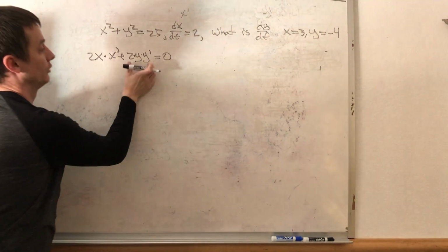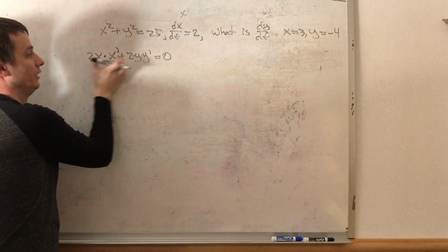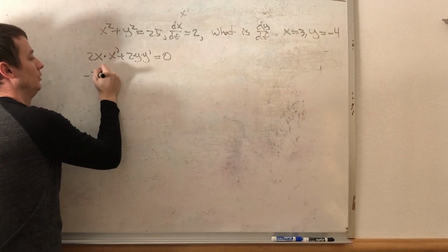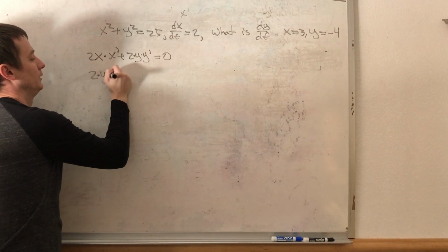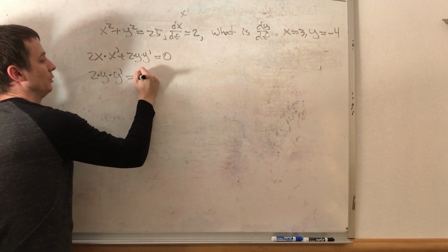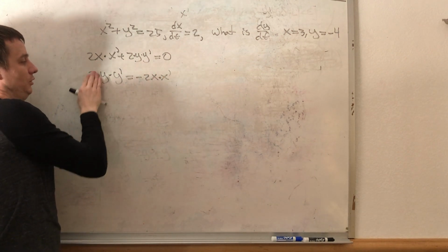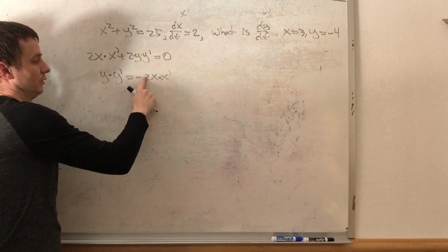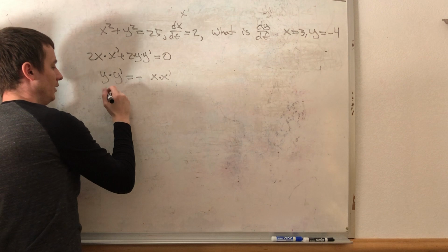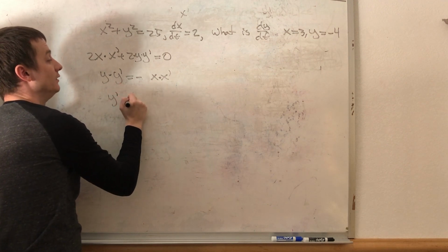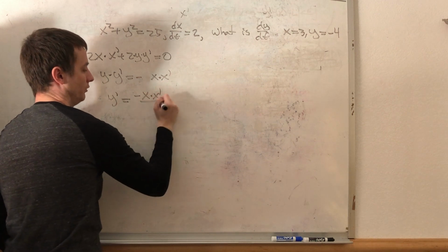And so I want to solve for my y prime. So first thing I'm going to do is move this to the other side, so I know that minus 2 times y prime is equal to negative 2x times x prime. I can divide both sides by 2, which gets rid of my 2's. And now I'm going to divide both sides by y to solve for y prime. So y prime is equal to negative x times x prime all over y.